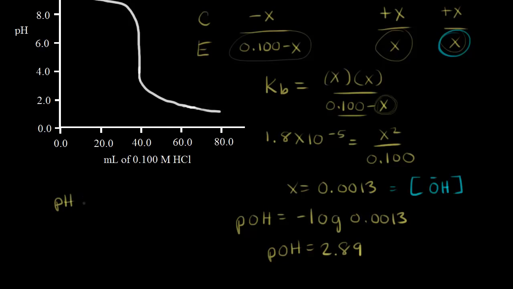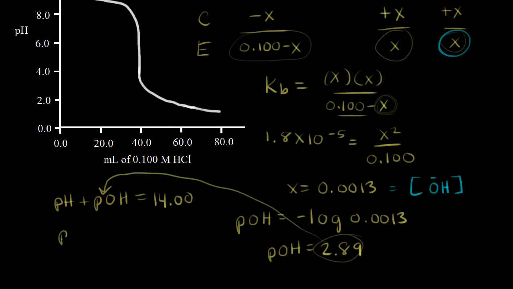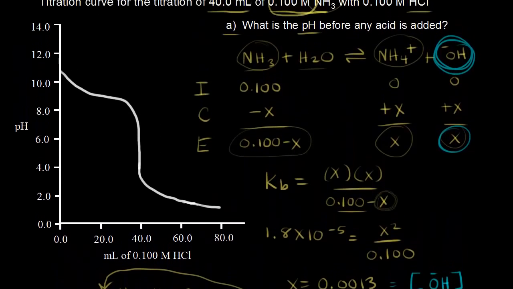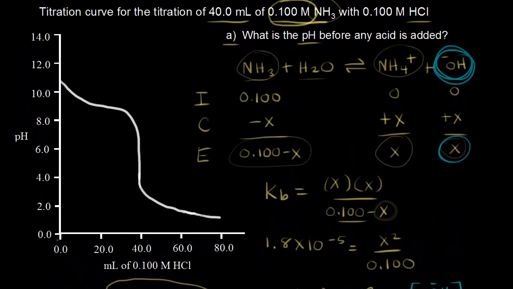And our question wanted us to find the pH. So remember, pH plus the pOH is equal to 14. So I can take the pOH and plug it into here and solve for the pH. The pH would be equal to 14 minus 2.89, which is equal to 11.11. So we found our pH before we add any of our acid. It's 11.11. So on the titration curve, I can see down here, this would be 0.0 milliliters of our acid added, and that's where we are. And the pH should be 11.11, so somewhere right about here. So I'm saying that's a pH of 11.11.